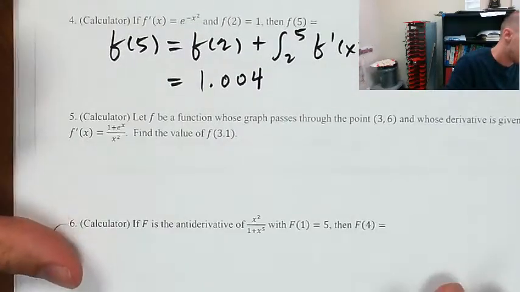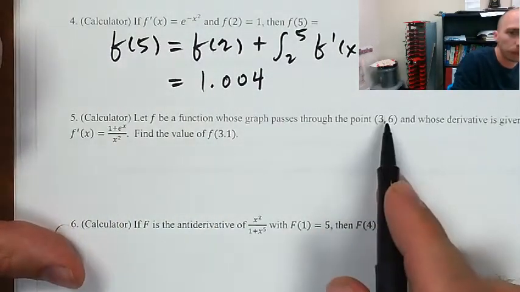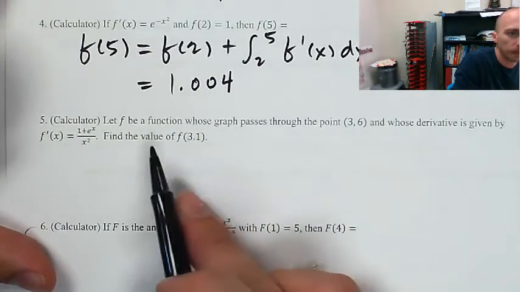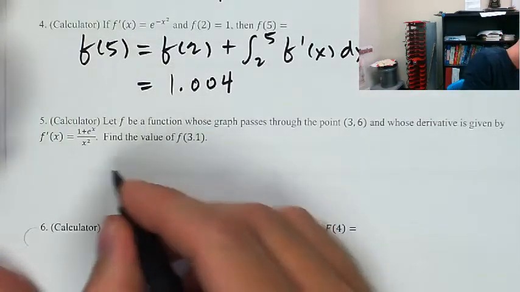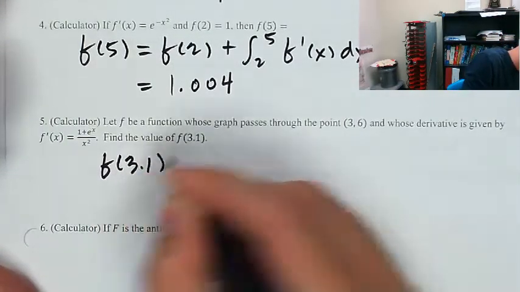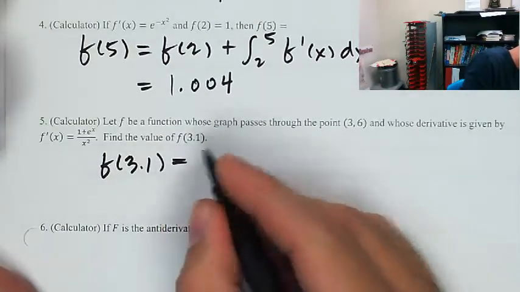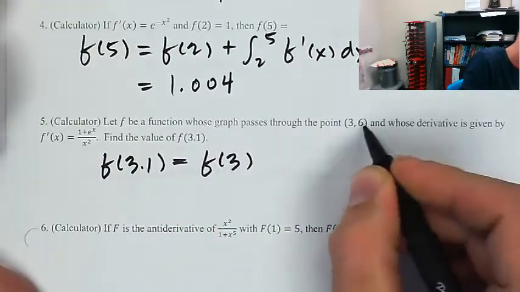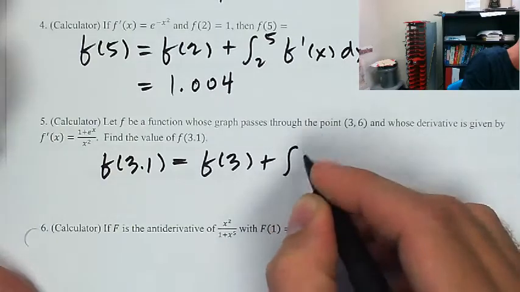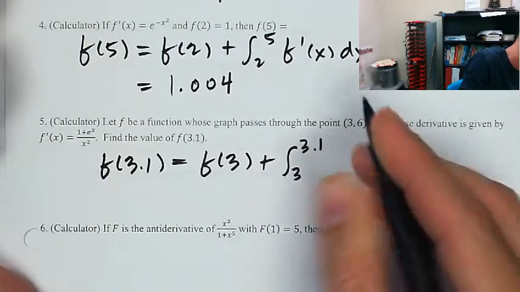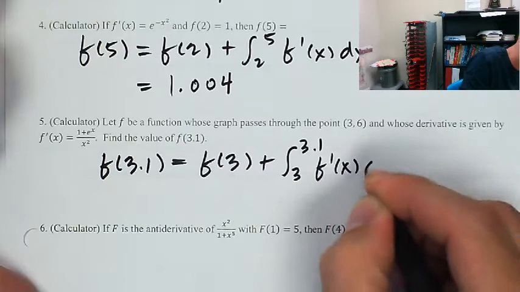All right, let f prime of x be this, and it goes through (3, 6). Find the value of f of 3.1. Well, f of 3.1 equals f of 3, which I know is 6, plus the integral from 3 to 3.1 of f prime of x dx.